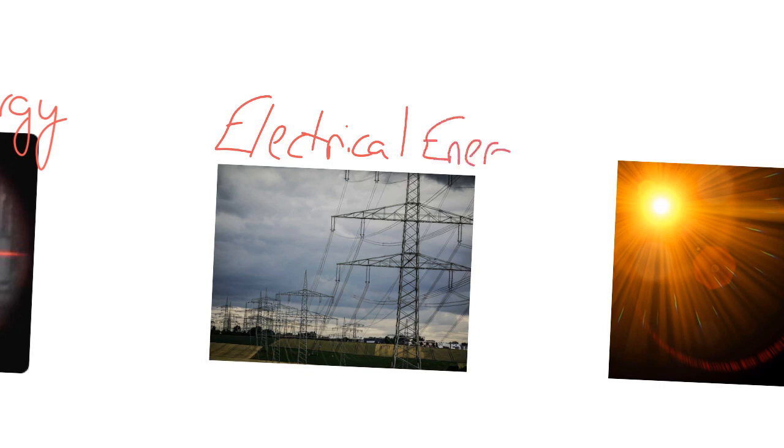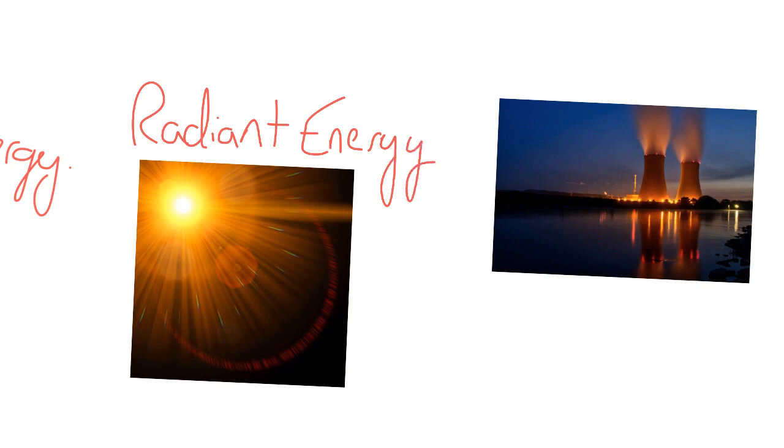We also have electrical energy, which is the energy from electricity and the electrons moving through something. We also have something called radiant energy. This could also be thought of as light energy, which is the energy given off from light sources, the radiation.